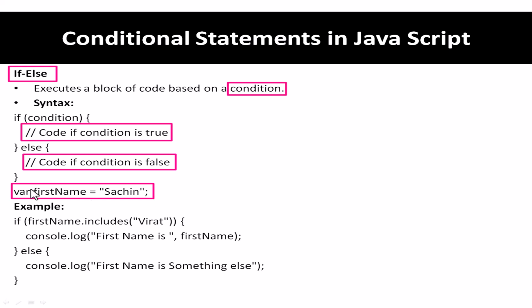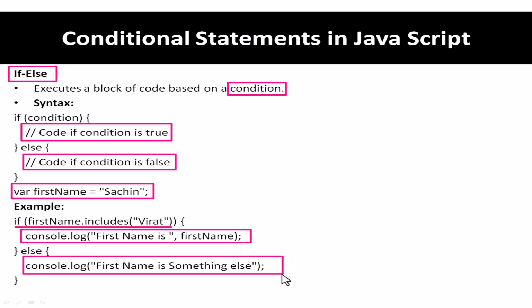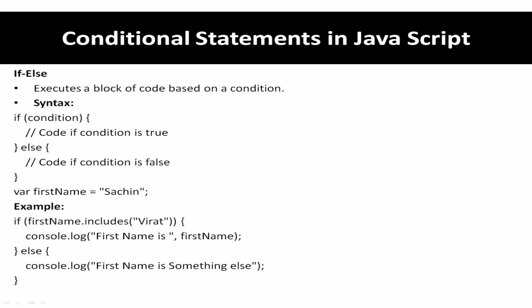So the variable first name is Sachin, and we are going to check if firstName.includes Virat, then it is going to print the message in a console log. If Virat is included, then it is going to print the first name. Else, the first name is something else. So this is the code which is going to be executed.